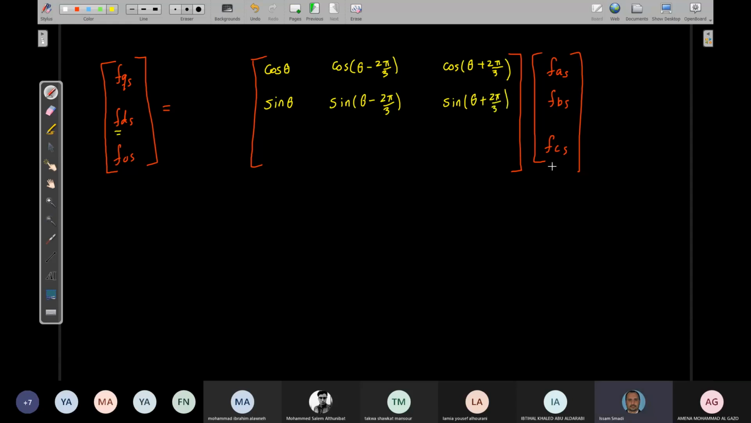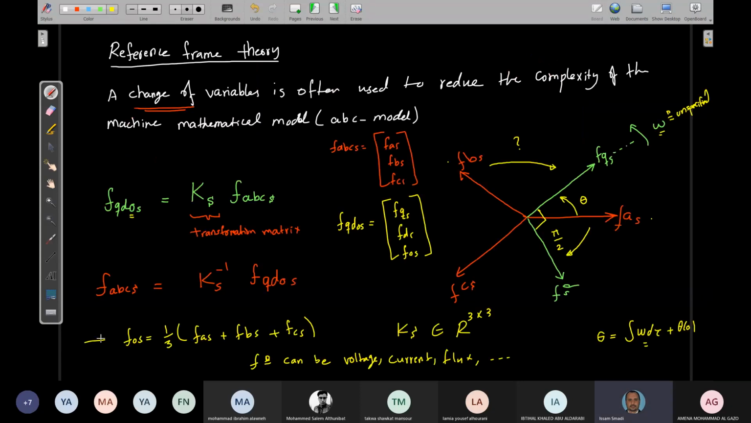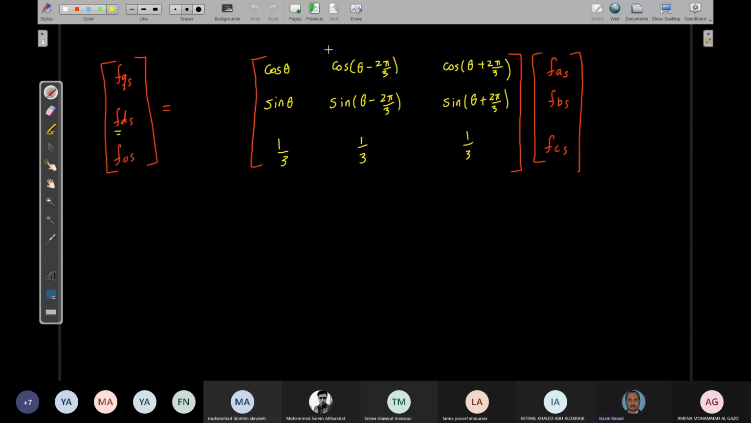Now the last one is what? 1 over 3. Why? Because the last one we agreed, this is the zero component. F0 of S is equal to 1 over 3 FAS plus FBS plus FCS, which has no relation with the transformation.